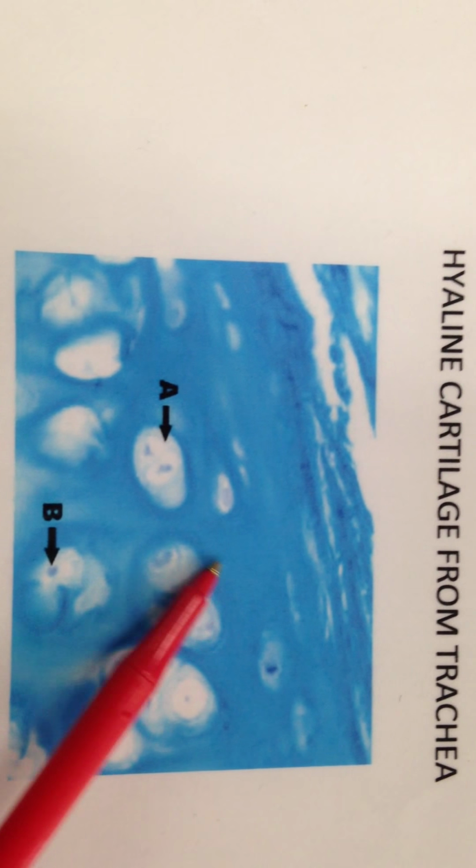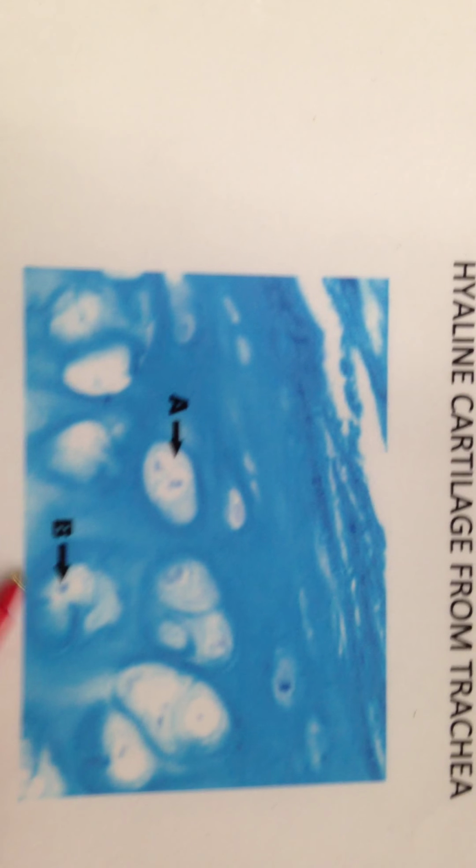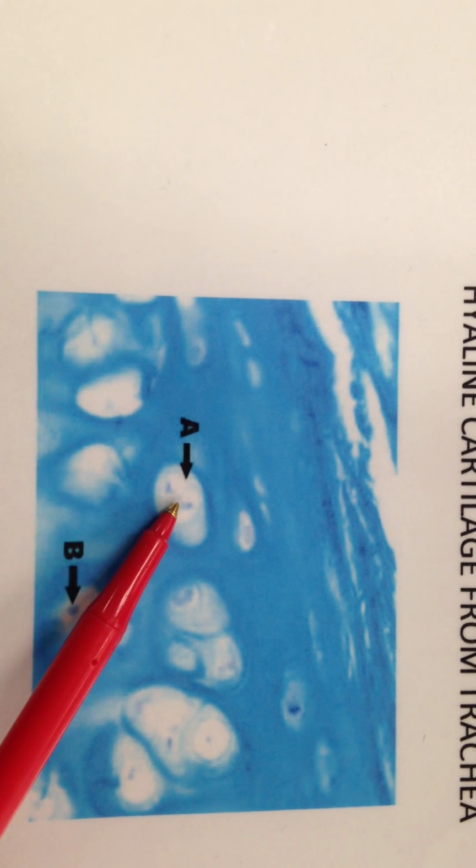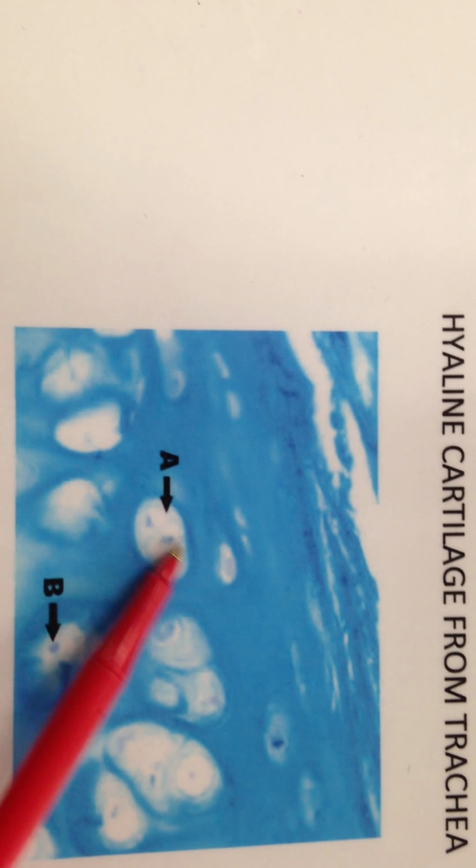So here's another picture of hyaline. It's just stained a little bit differently. It's blue. But again, we don't see very much going on in the extracellular matrix. Here we can see our chondrocytes within our lacunae.